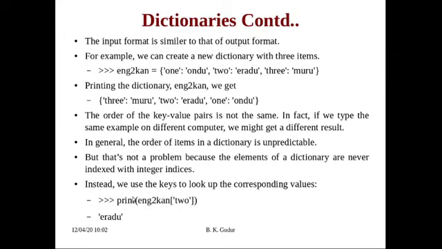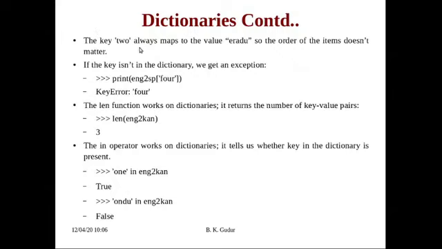Like here, print English to Kannada of 2 is eradu only. Okay, whether it appears first or second, wherever the key will be there, its value will be present in that order. The key 2 always maps to the value eradu. So the order of the items doesn't matter. If the key isn't in the dictionary, we get an exception.